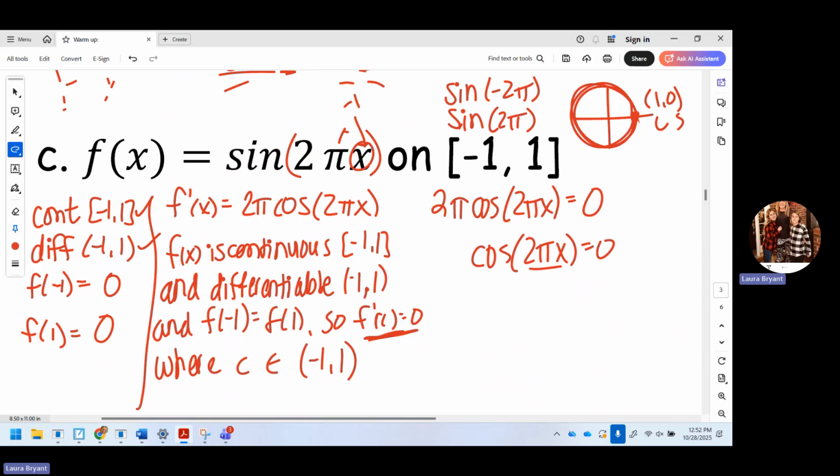So think on your unit circle. So sine equals 0 here. Cosine equals 0 up here, which is 3 pi over 2. And down here, which is 5 pi over 2. And all of the multiples of that. So I'm going to write it like this. 2 pi x equals. There's an infinite number of places, but I'm going to start at -5 pi over 2, -3 pi over 2.